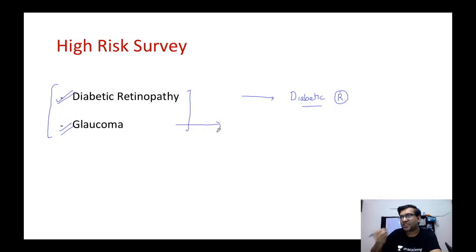Second thing is, patient is having glaucoma. So you first ask the patient, do you have any family history of glaucoma? Do you have any history of high intraocular pressure? Do you find pain in the eye? So only screen those patients. You do not have to screen all the population. Okay, this is basically the high risk survey, used for diabetic retinopathy and glaucoma.